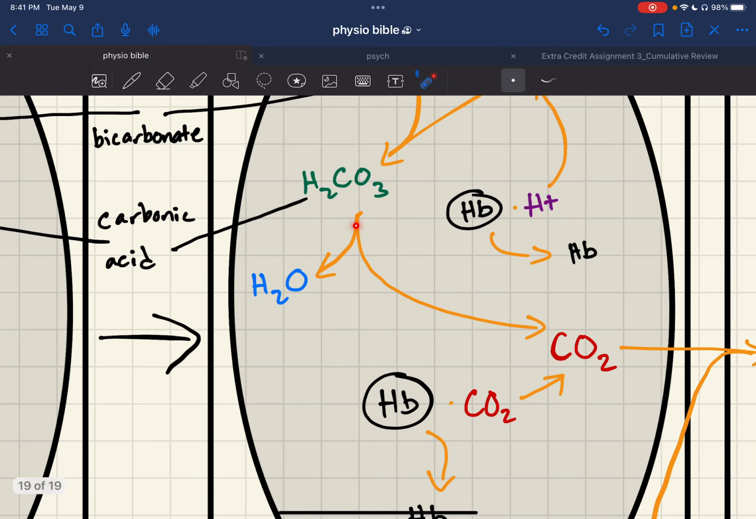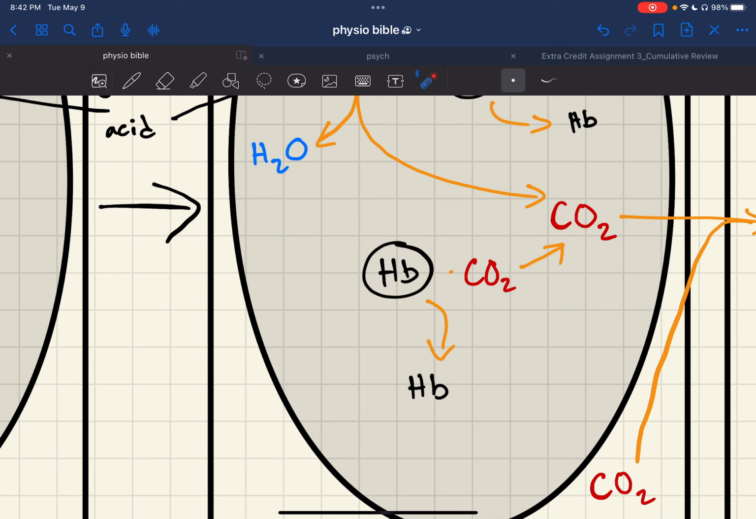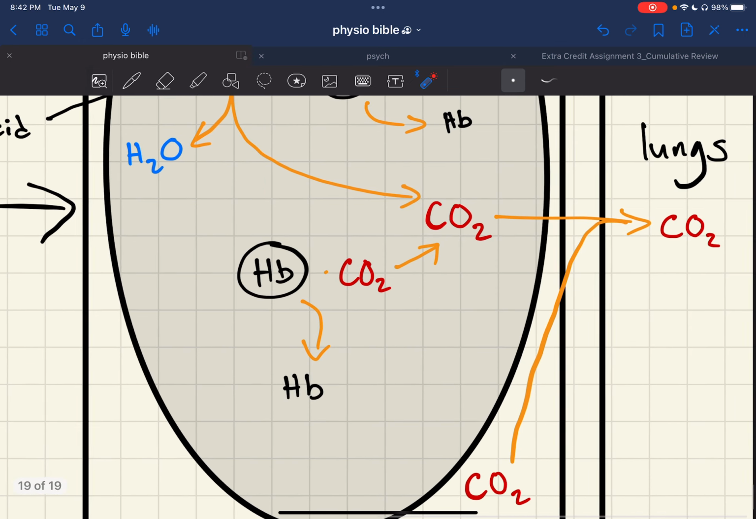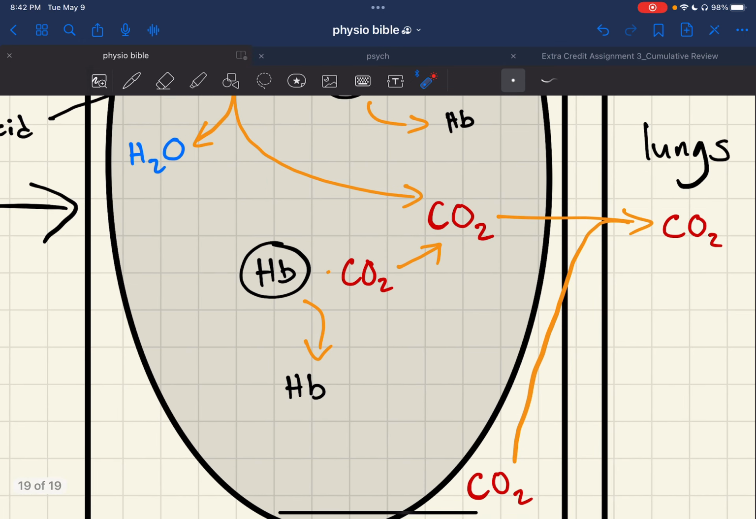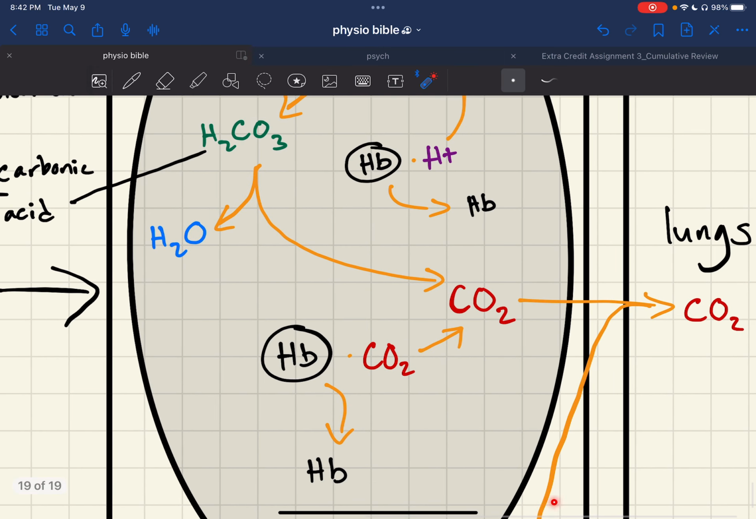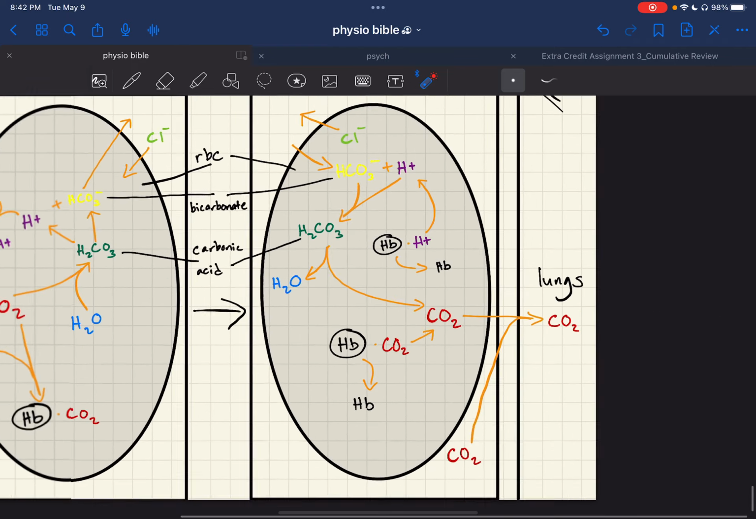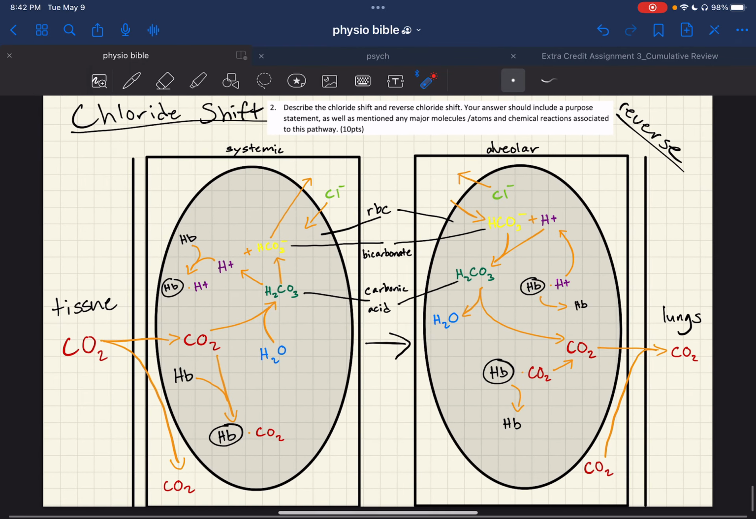Carbonic acid dissociates into water, which stays here, and our CO2. We also have the CO2 from the hemoglobin pair that we had earlier. This dissociates as well, so we have more CO2. And then we have even more CO2 that was stored in the plasma. So one, two, three CO2s, one from the plasma, one from the hemoglobin, and one from the carbonic acid. All of these CO2s go out into the lungs to be exhaled for aerobic respiration.